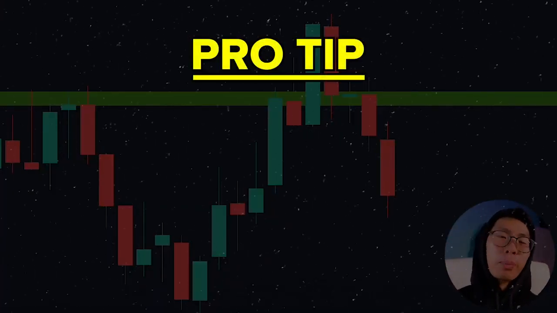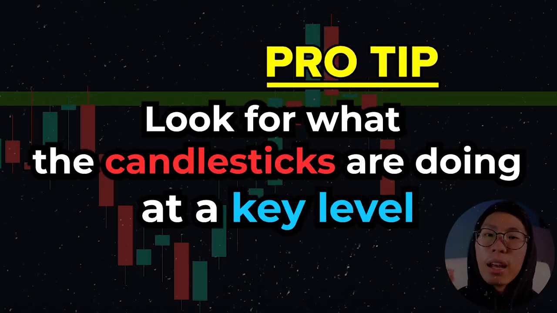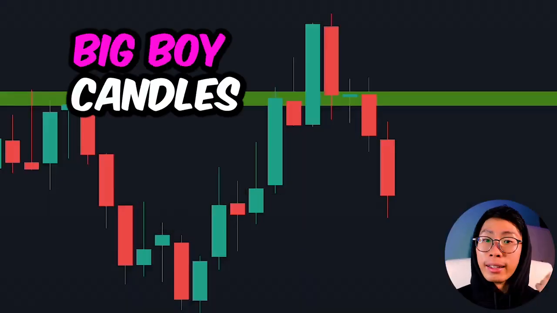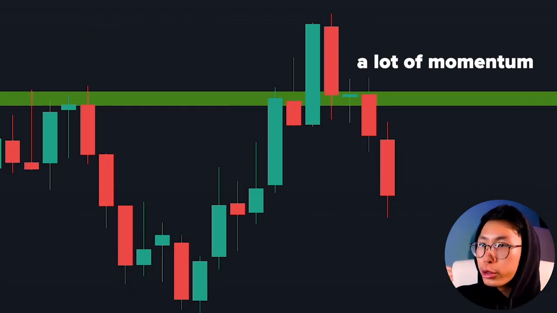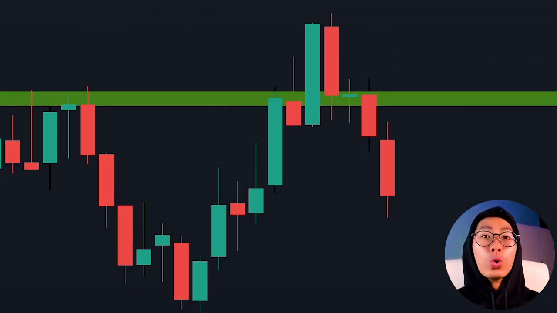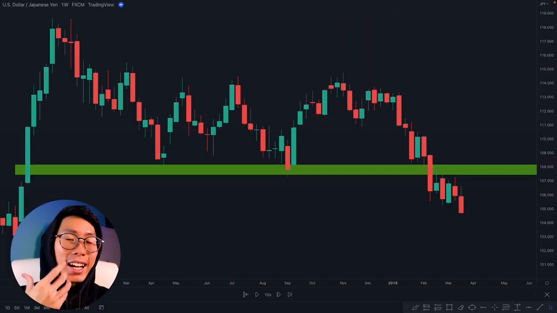Here's another pro tip. Always look out for what the candles are doing at a key level. Big fat candles like this mean that there is a lot of momentum and buyers are in control. So in this case, we do not want to enter for a sell yet. We want to be patient enough to see what price is doing at this key level first and then go from there.